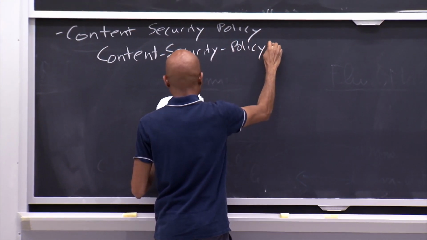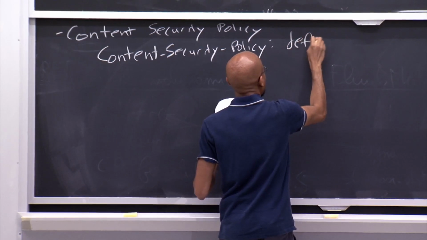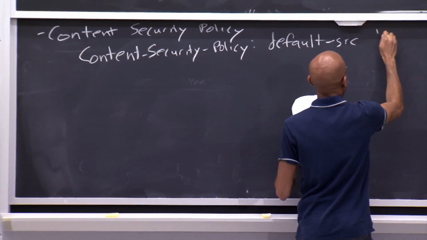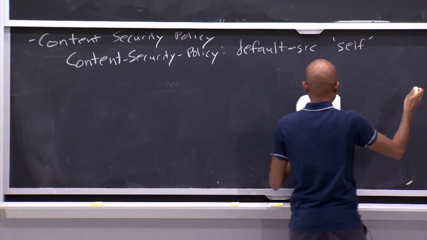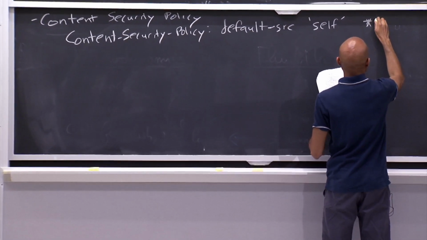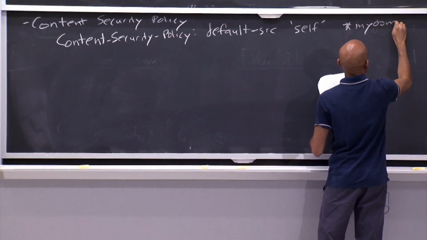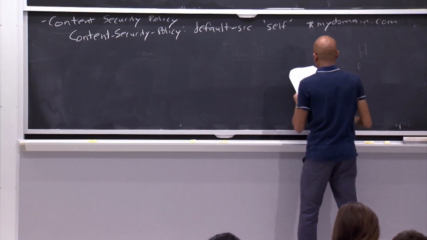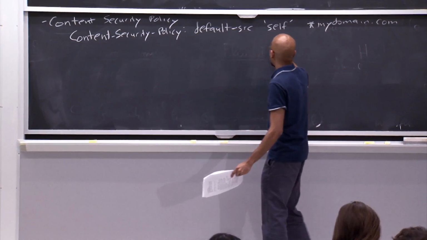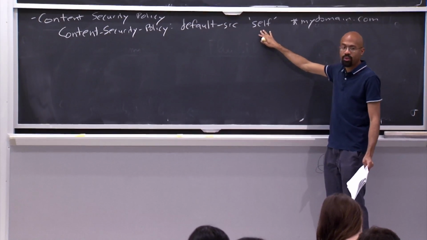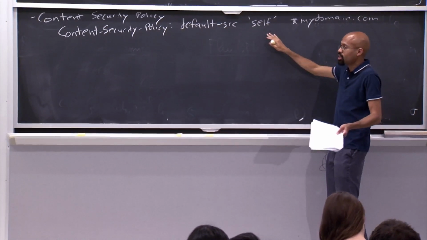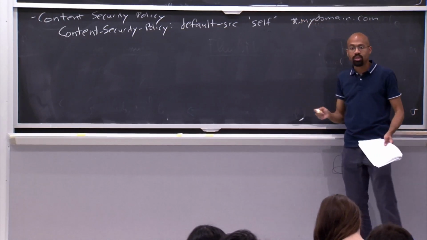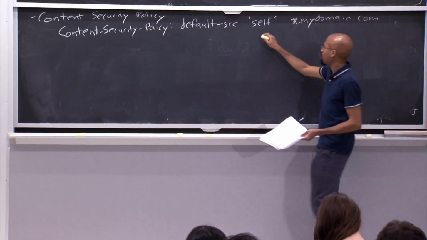and then it might say something like the default source is going to equal self, and it will also accept things from asterisk mydomain.com. So what does this mean? Essentially, the server is saying the content from this site should only come from whatever the domain is for the particular page, right? And then any other subdomain from mydomain.com.